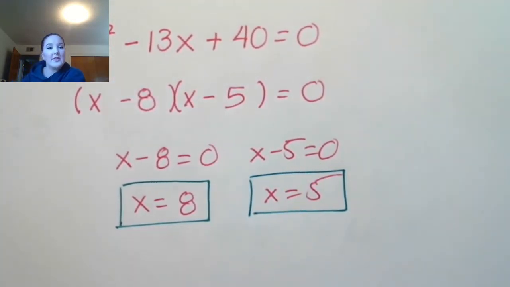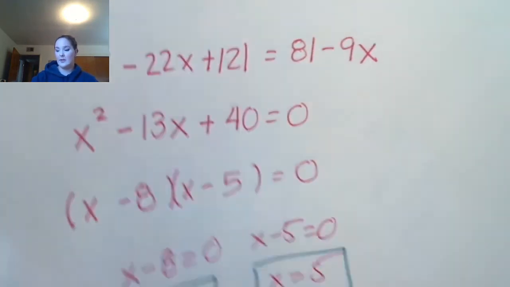And this equation just has two solutions. That's totally fine. There's nothing wrong. We didn't make a mistake. Sometimes these equations have two solutions. All right, let's try another example of this.